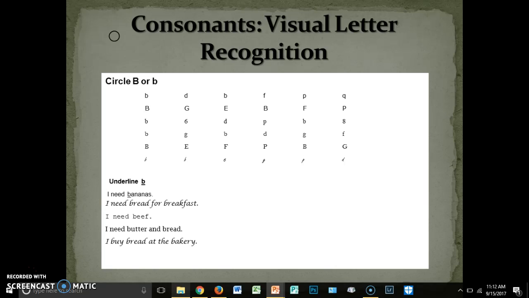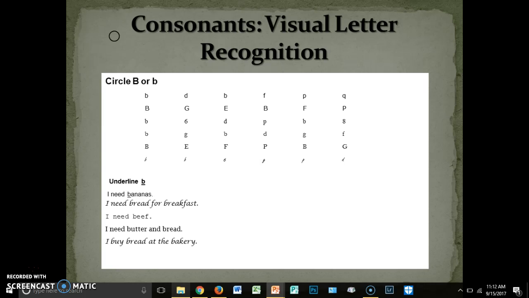For visual letter recognition, Kathy created this on her computer where the students are going to circle the letter B, both in uppercase and lowercase. And notice what she's done here. Notice that she has mixed up the font. Why? Because students are going to be encountering different fonts wherever they go. If they pick up a magazine or a newspaper, that B is going to look very different from the B that I write on the board as a teacher.